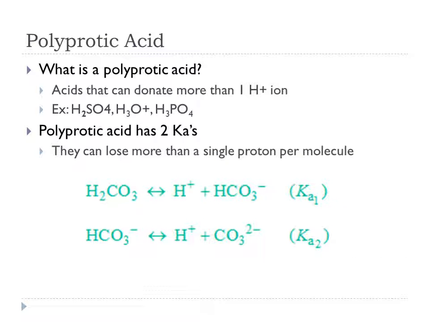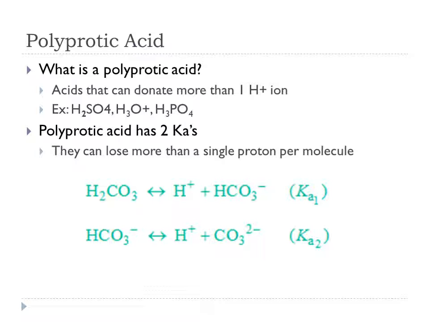Next, let's get into some more vocabulary. What is a polyprotic acid? A polyprotic acid is an acid that can donate more than one hydrogen ion. Examples include sulfuric acid, H2SO4, and phosphoric acid. Polyprotic acid has more than one Ka because they can lose more than a single proton per molecule, as you can see in the example of carbonic acid.